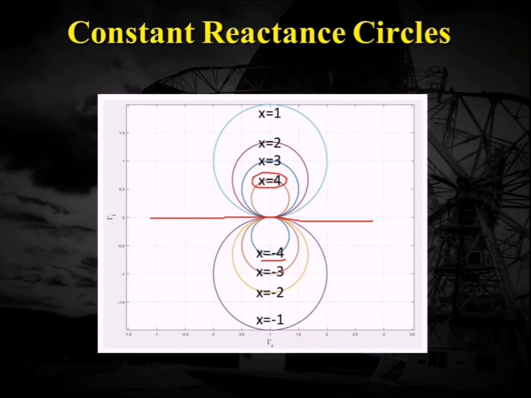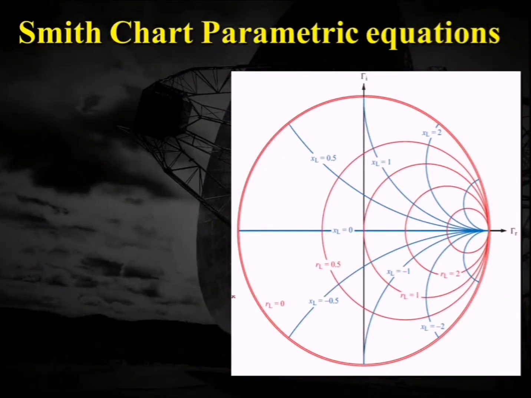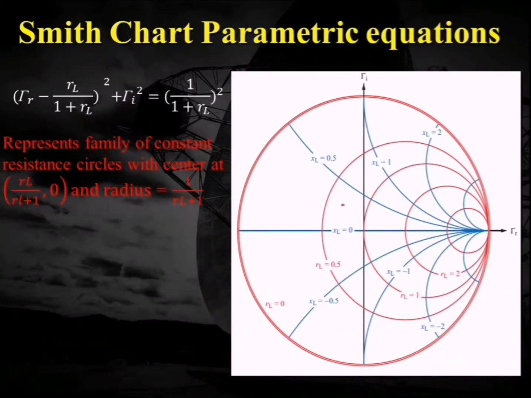Now if I combine these two, the resistance and the reactance circles, I will get a figure like this, in which I am denoting two kinds of circles, one with red color and the other with blue color. The red color circles are all my resistance circles and the blue color ones are my reactance circles.